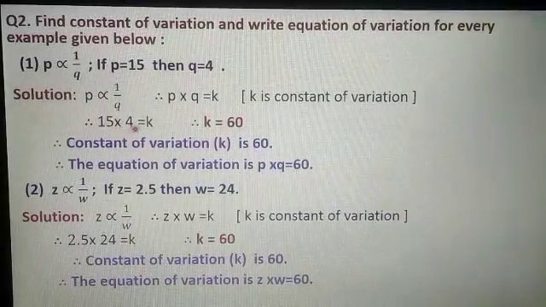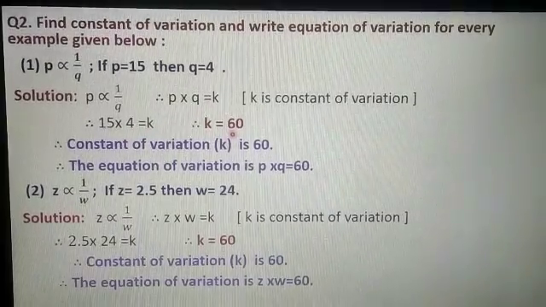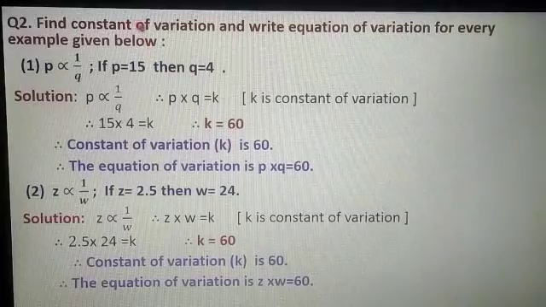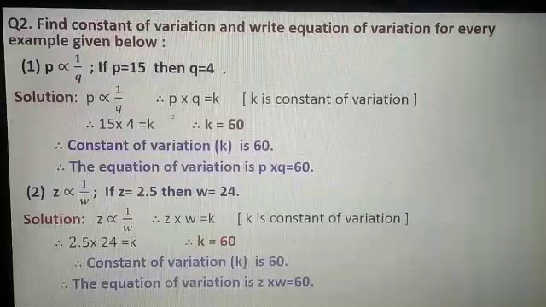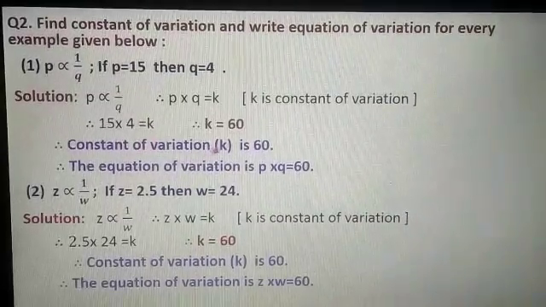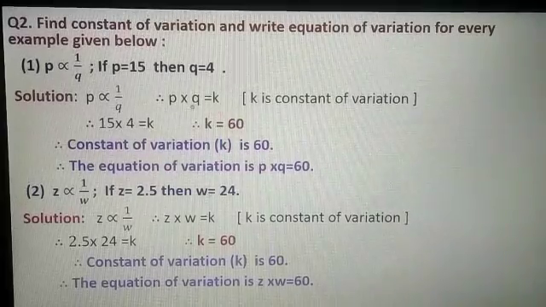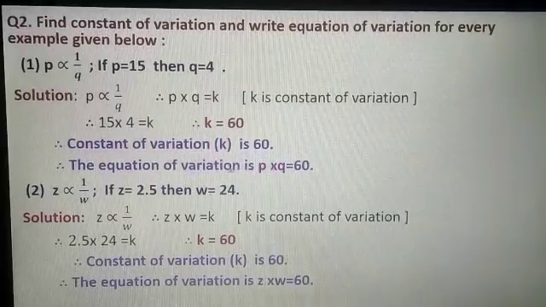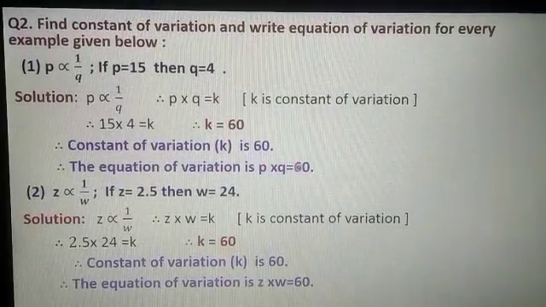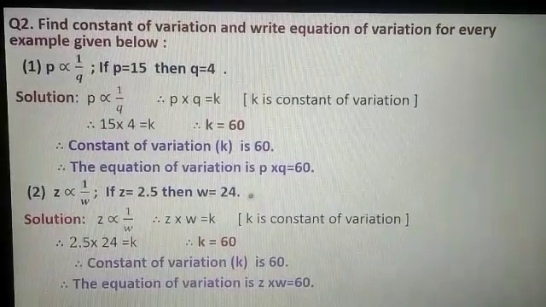So let us use the values of P and Q here. 15 multiplied by 4 is equal to K. What is K? K is 60. Here we got the constant of variation. We have to find the constant of variation and the equation of variation. So now the constant of variation K is 60. Therefore the equation of variation is what? The equation of variation is P into Q is equal to K. So P into Q is equal to 60 is your equation of variation. In this way the first example is over.